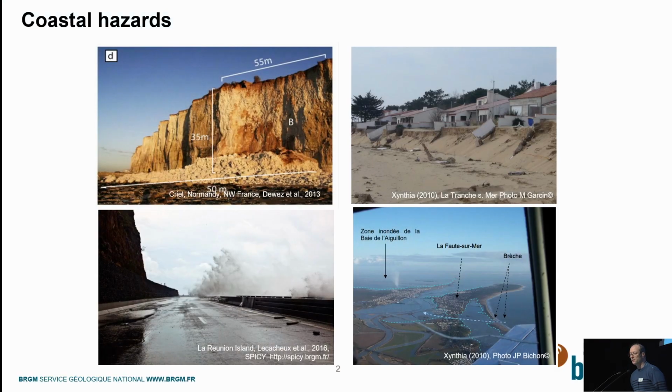So what are coastal hazards? You can see that on the four pictures on the slides. We are speaking about rock falls on coastal cliffs, that's the top left photo. We are speaking about shoreline evolution due to, here, the problem of storm Xynthia 2020 on the Atlantic coast. We are speaking about the problem of marine flooding, either from waves on the left or on the right, the inundation, the flood extent due to the famous Xynthia 2010 storm.